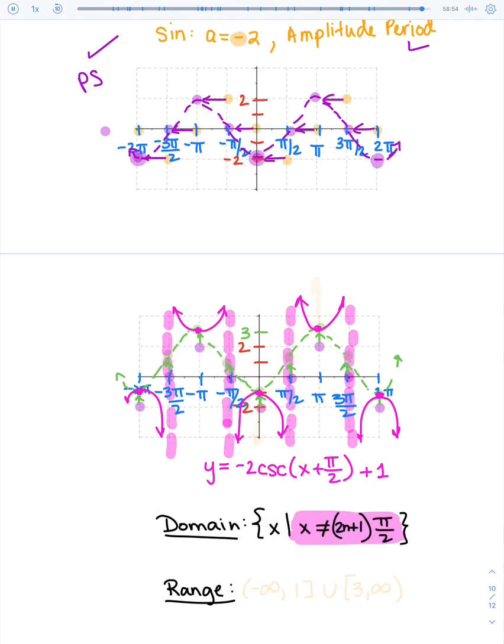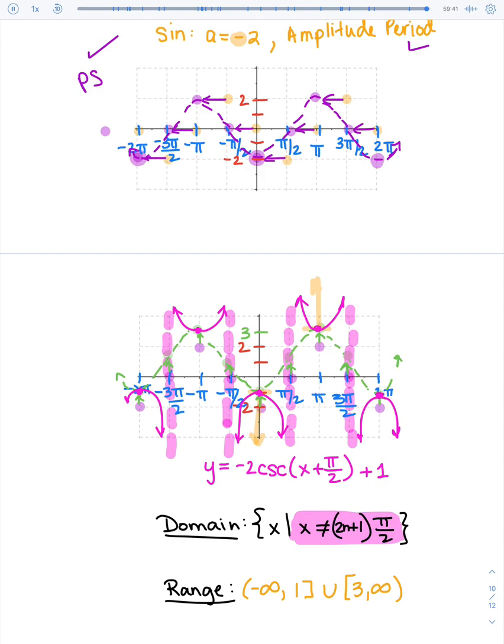The range, however, is quite a bit different. The range has to deal with what values our function can take on, which on this one would be going from negative infinity up to where you have your maximum. We moved it up 1, so it would be negative infinity up to 1, with a bracket, union. Then we'd start at our minimums, which start at 3 and work our way up to infinity. So that would be from 3 to infinity, again with a bracket at 3 and a parenthesis at infinity. I just wanted to cover that just in case they asked.